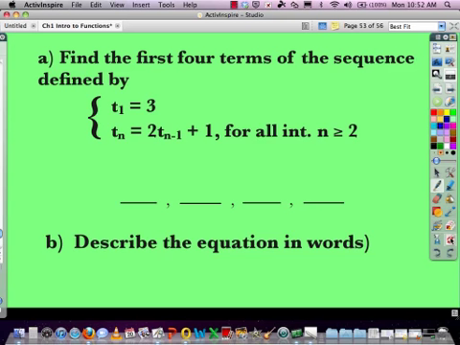Now, I'm going to read it. What we say is the lazy man's way of reading it, and which a lot of us do. You'll catch me doing it. The equation, t sub 1 equals 3. T sub n equals 2 times t sub n minus 1 plus 1 for all integers n greater than or equal to 2. Now, if you read it just like that, you don't put a lot of meaning behind it. So we want to dissect what this equation really says.